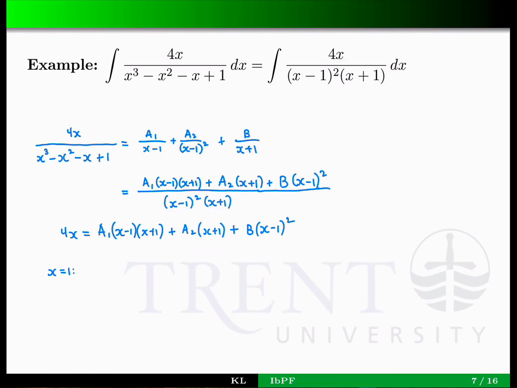which means that we have here 4 times 1 equals a2 times 1 plus 1. But this one means 4 equals 2a2, which means that a2 is equal to 4 over 2, which is equal to 2.